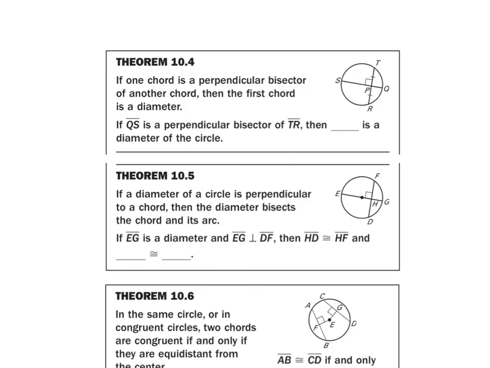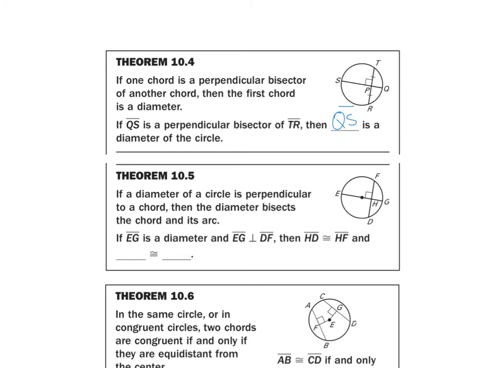If a chord is a perpendicular bisector, so if TR bisects SQ, or I should say SQ bisects TR, then that first chord, SQ, is a diameter. So if QS is a perpendicular bisector of TR, then QS is a diameter. And if a diameter of a circle is perpendicular to a chord, then the diameter bisects the chord and the arcs.